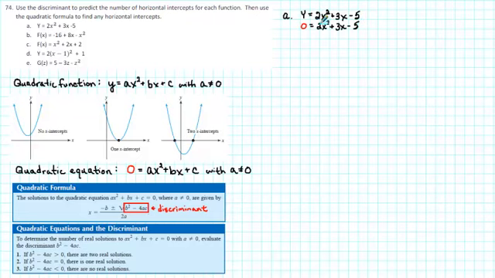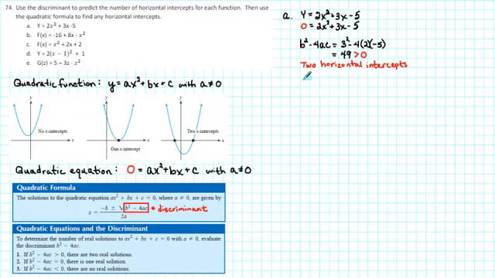We can see that the a value is 2, the b value is 3, and the c value is negative 5. So we can use the discriminant to determine the number of real solutions. The discriminant is b squared minus 4ac, so we'll substitute 3 for b, 2 for a, and negative 5 for c. When we do the arithmetic, we get the number 49. Since 49 is greater than 0, that indicates that our quadratic function will have two horizontal intercepts.